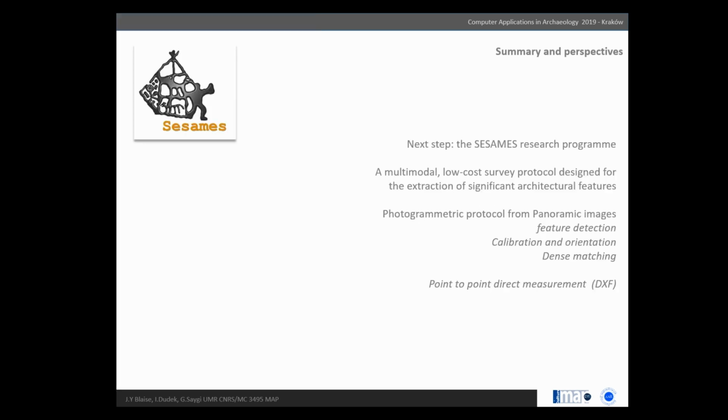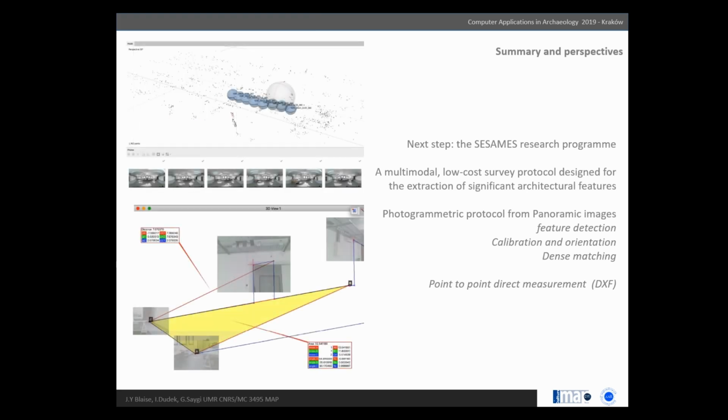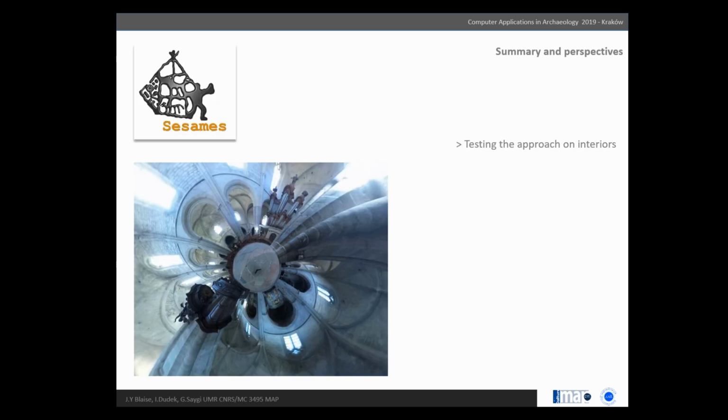The perspective of this research is a new research program in which we will use a multimodal protocol with both panoramic photogrammetry and point-to-point measurement, this time to try and see what we can gain in the understanding of the inside, the interior of these edifices. That's it.